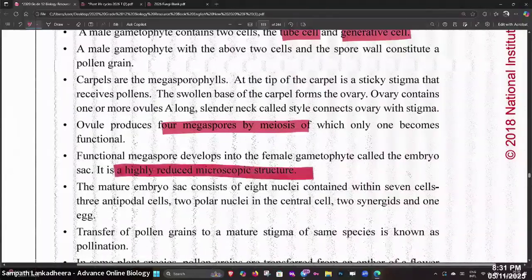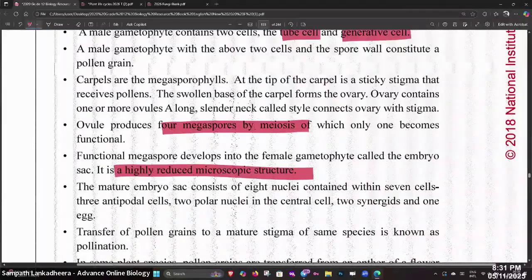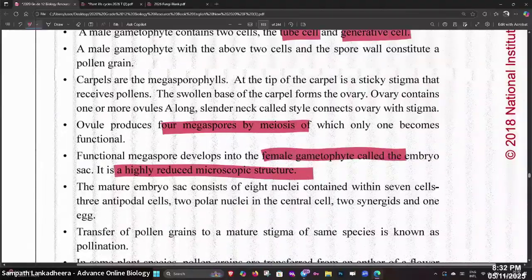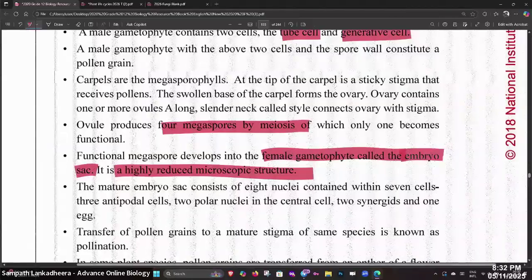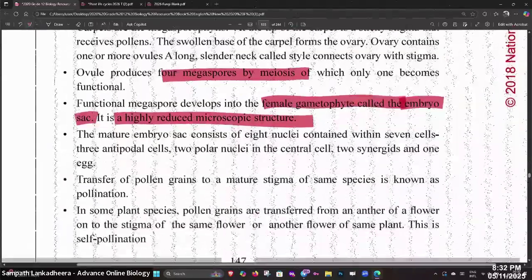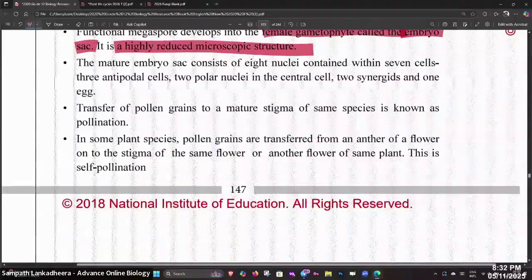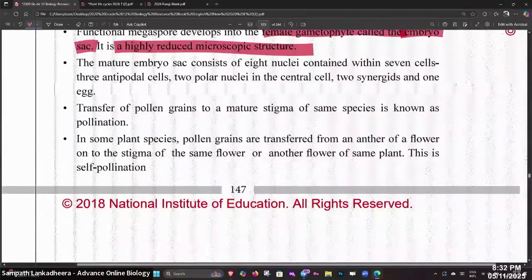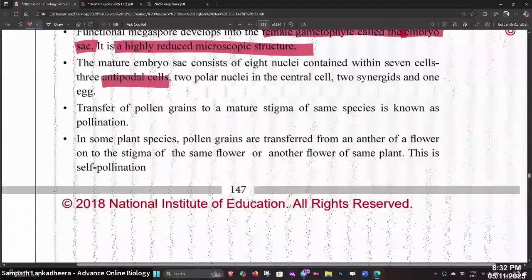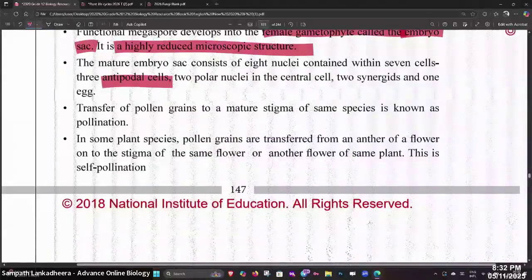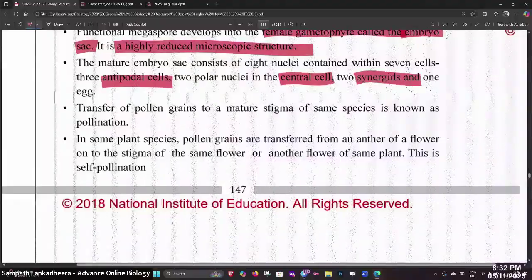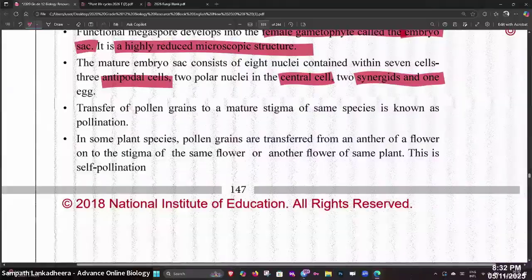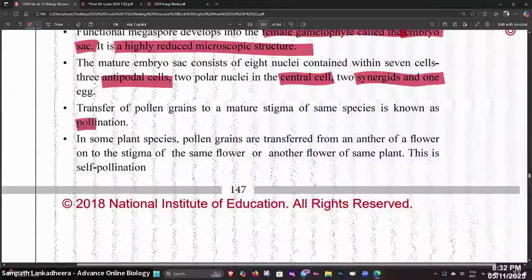It is a highly reduced microscopic structure. The female gametophyte is highly reduced, and it is called the embryo sac. The mature embryo sac consists of 8 nuclei contained within 7 cells: 3 antipodal cells, 2 polar nuclei, the central cell, and 2 synergids. Transfer of pollen grain onto the mature stigma of the same species is known as pollination.